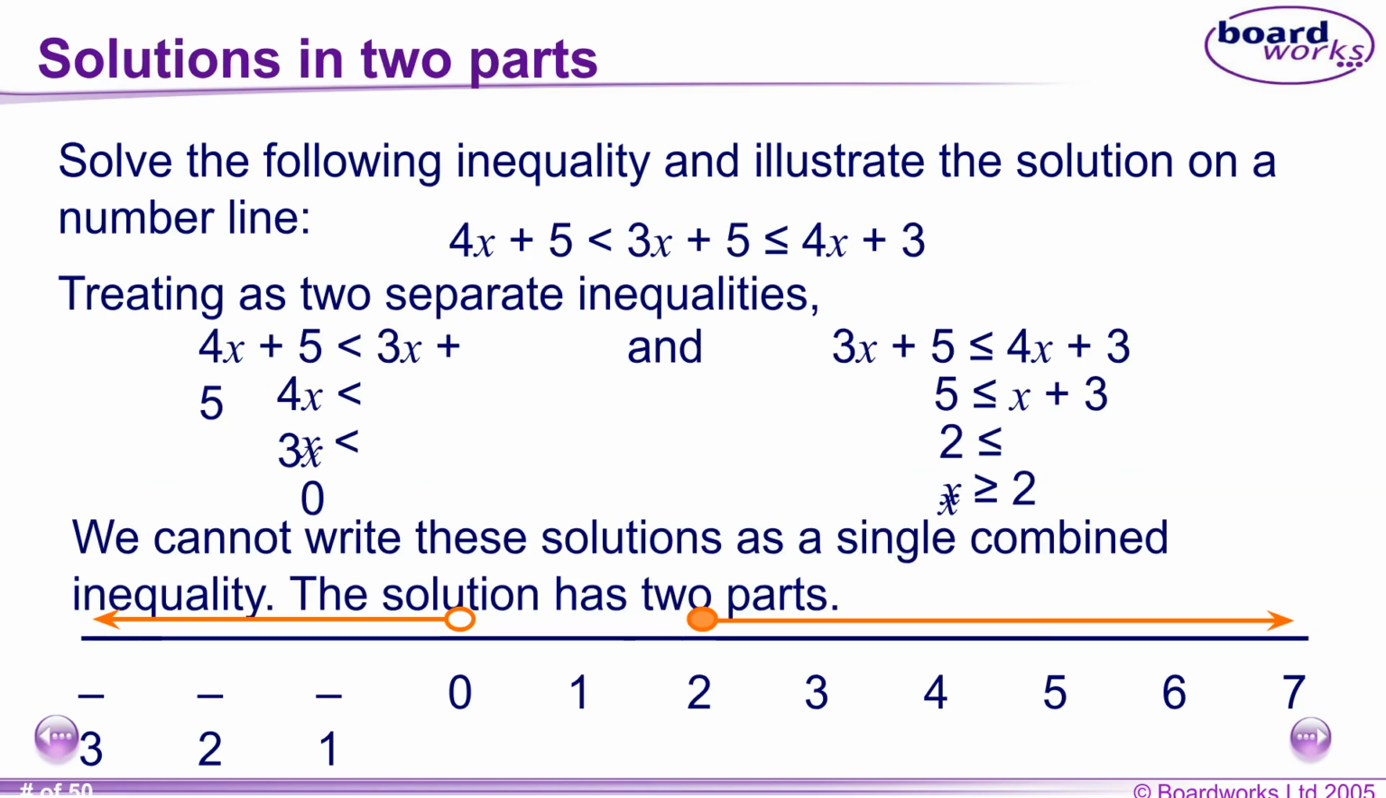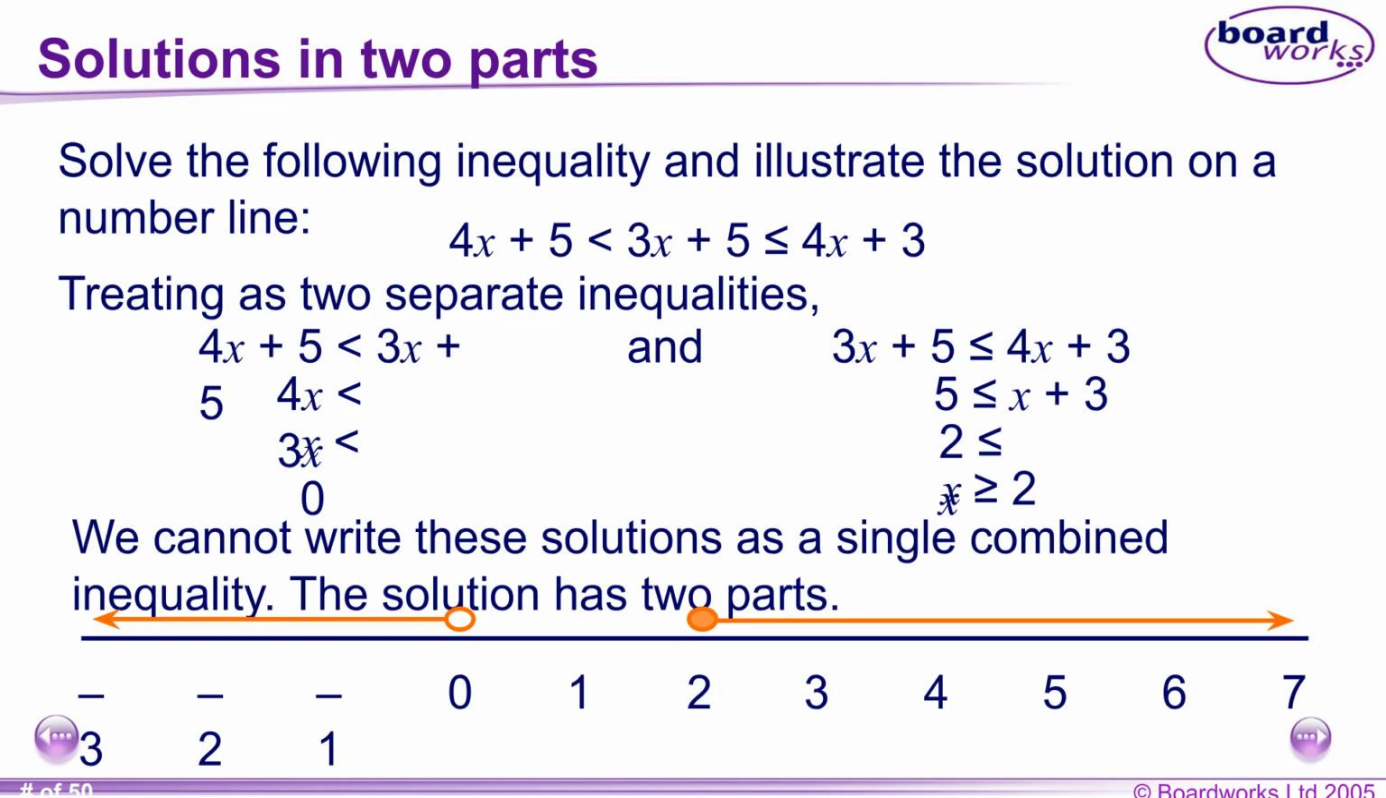To solve 4x + 5 < 3x + 5 ≤ 4x + 3, treat it as two separate inequalities. The first gives x < 0, and the second gives 2 ≤ x. The solution has two parts and cannot be written as a single combined inequality.